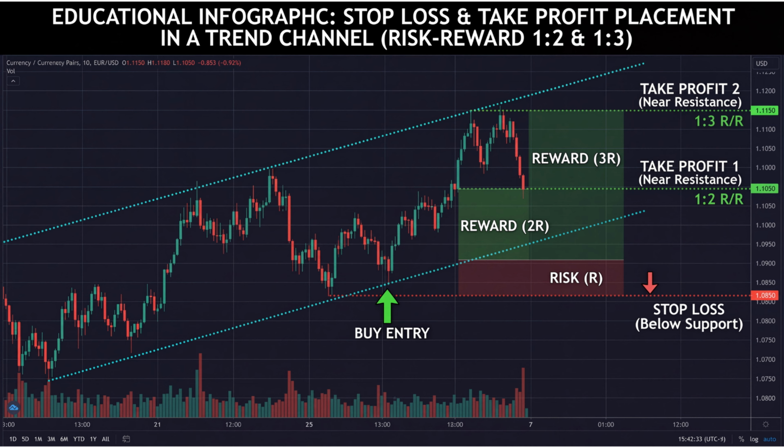From the entry point, 2 take-profit targets are set near the resistance area. The first target offers a 1-to-2 risk-to-reward ratio, meaning the reward is twice the risk, while the second target offers a 1-to-3 risk-to-reward ratio, where the reward is 3 times the risk. This approach allows traders to control losses, let profits run with the trend, and maintain consistency over time by ensuring rewards are always greater than the risk taken.